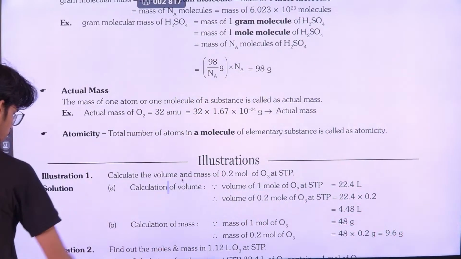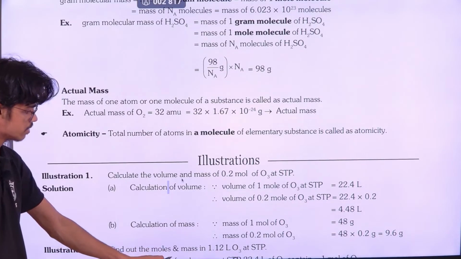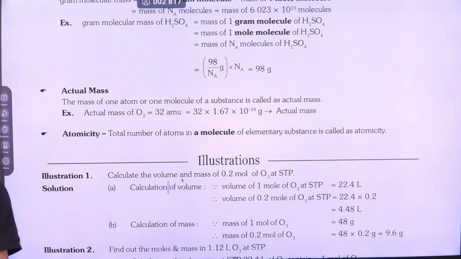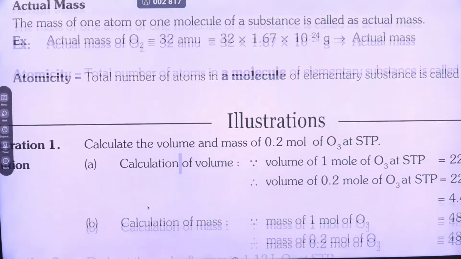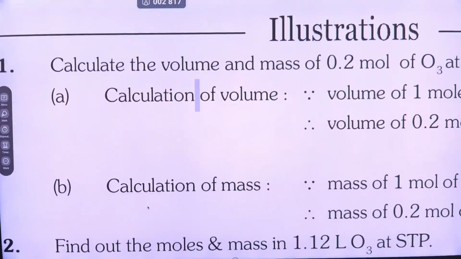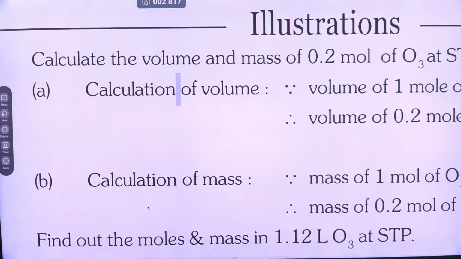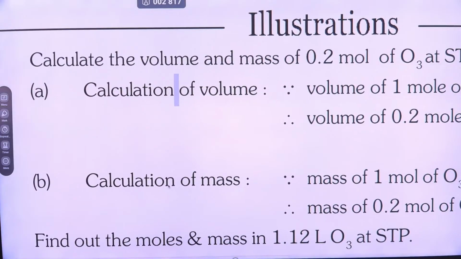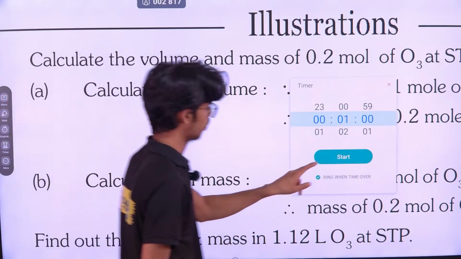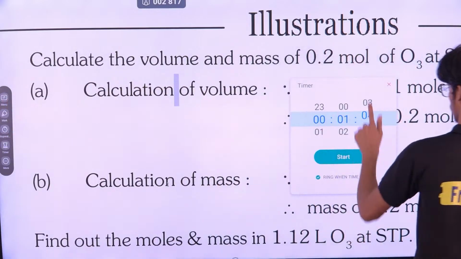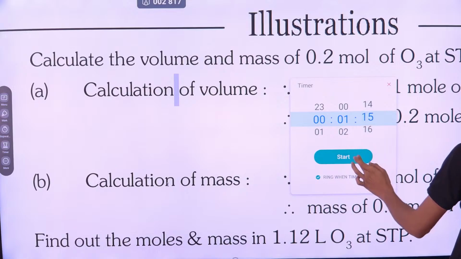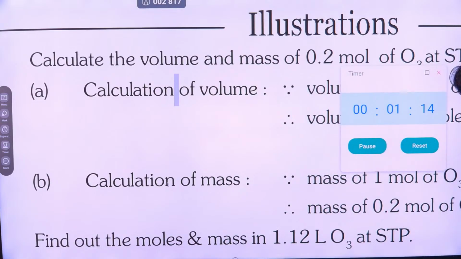Now try to do this problem. Find out moles and mass in 1.12 liter of ozone. Let me just zoom this out for you. This is the problem, guys. I'll give you a timer, 1 minute. Find out moles and mass in 1.12 liters of ozone at STP.